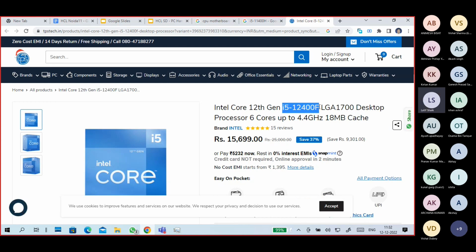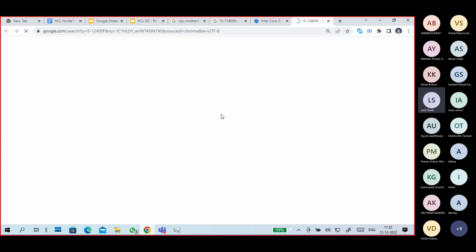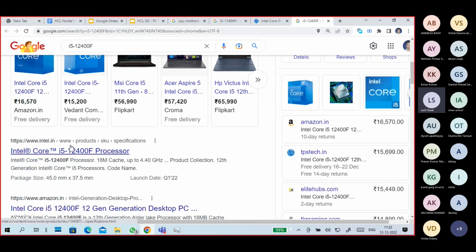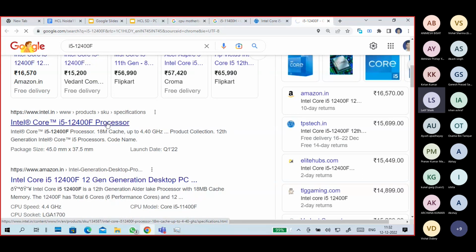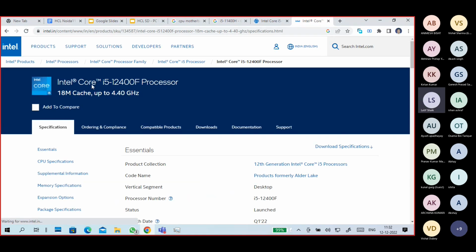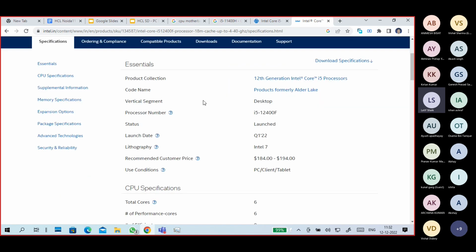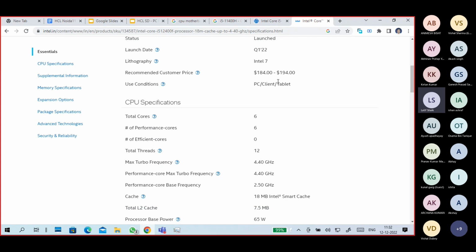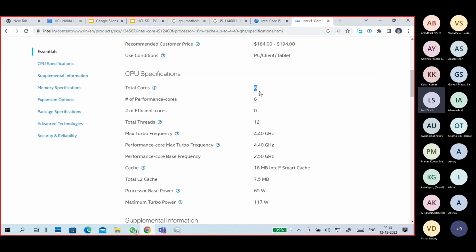So I copy this model and search in Google. Then you can see intel.in. I'm going to intel.in, this model just for example. How much cache memory? 18 MB. It will give up to 4.4 gigahertz speed. Its purpose is desktop, not laptop. It is for desktop purposes. Processor number, number of cores 6, performance cores are 6.